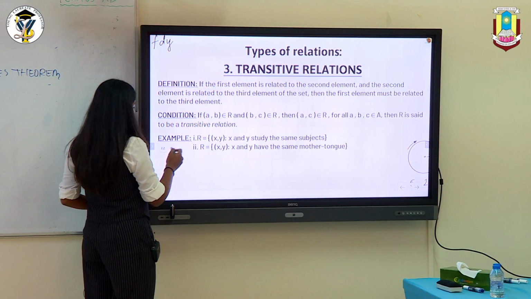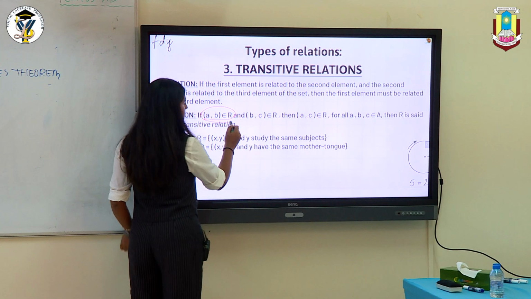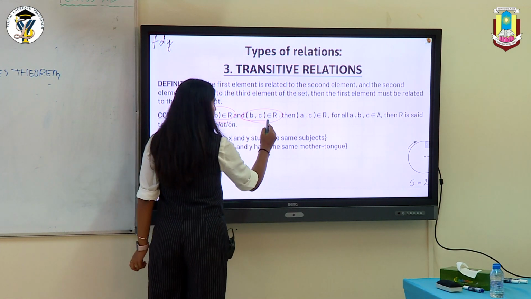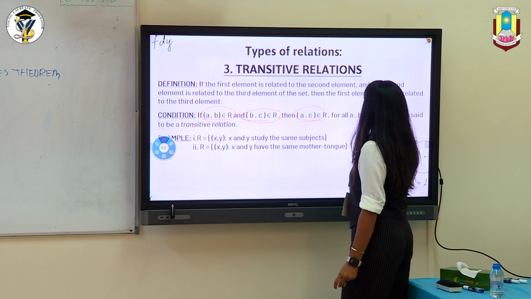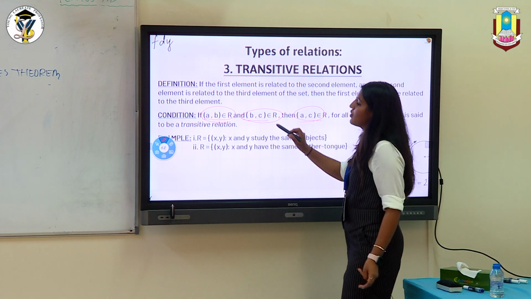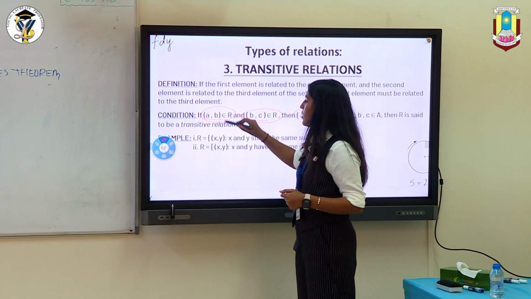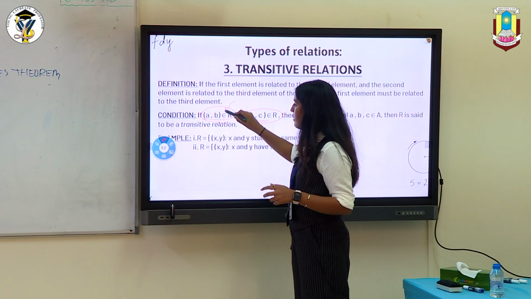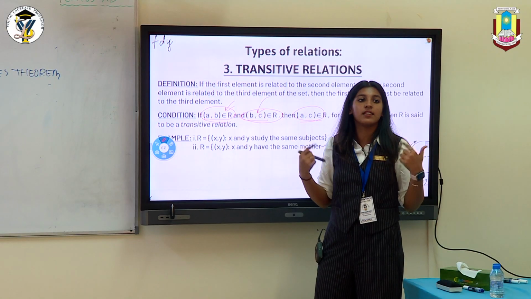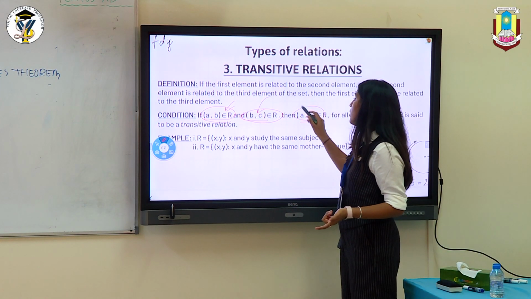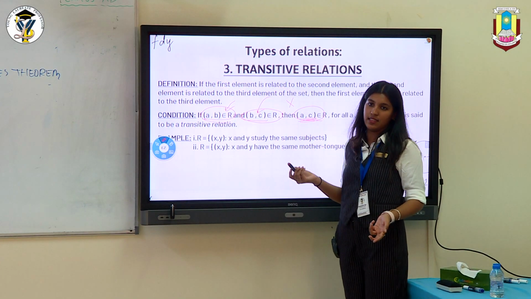To understand that much better, I'll give out the condition, which is important. If A, B is in R and B, C also belongs to R, then A, C also belongs to R, for all A, B, C belonging to A, then R is said to be a transitive relation. Suppose you are given a relation in which A, B is there and B, C is there, and they have asked you if it is transitive, then the answer will be it's not transitive, because A, C does not exist in the relation.